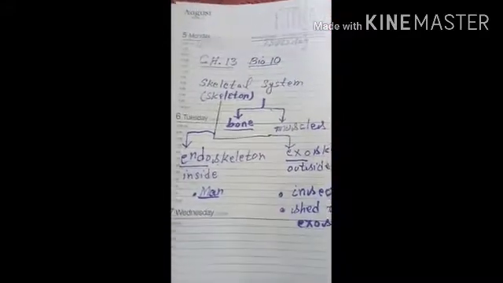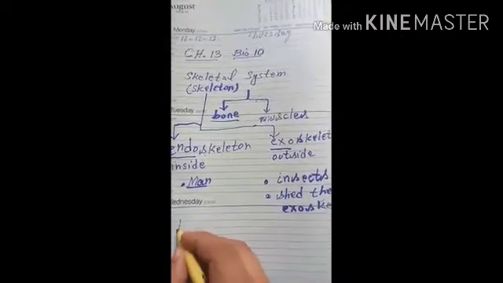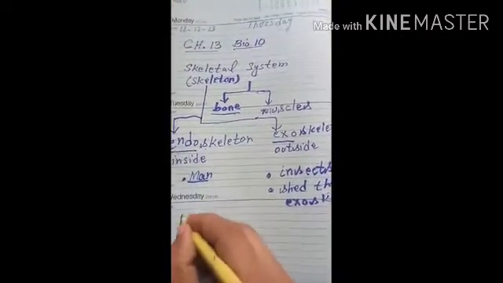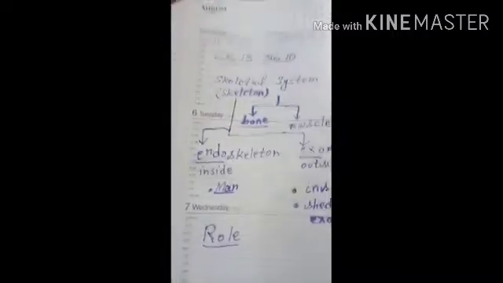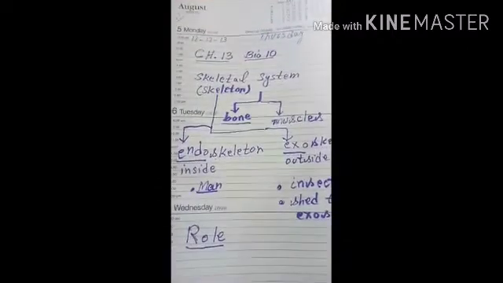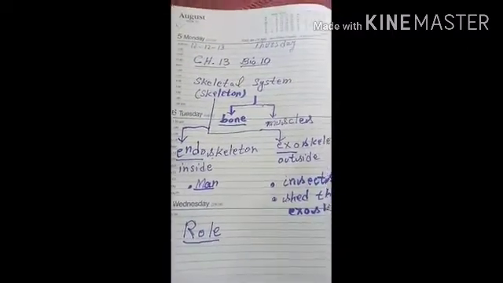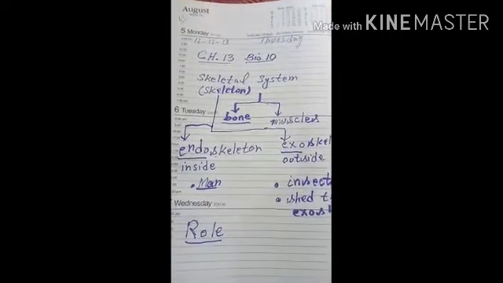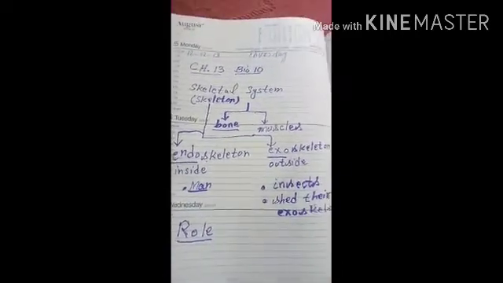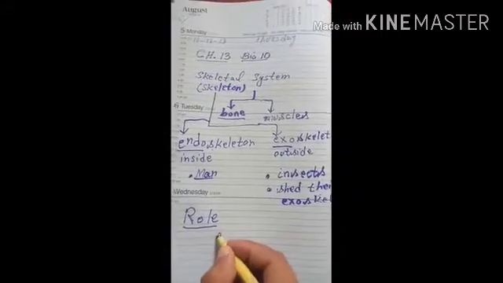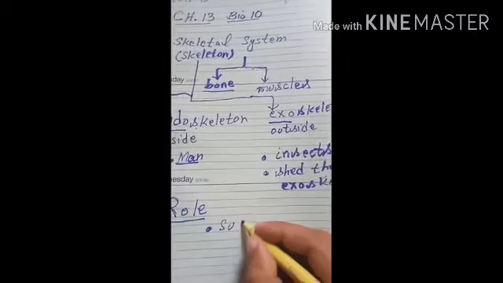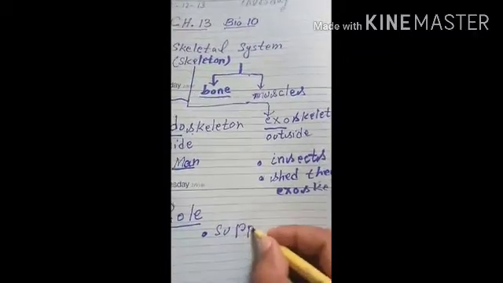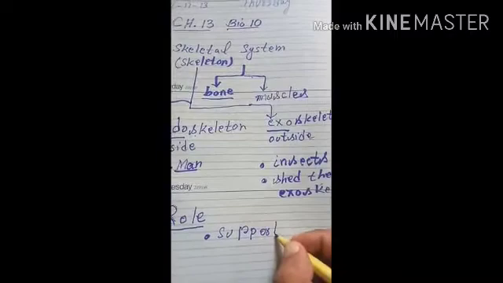Now we discuss the role of skeletal system. What is the role of skeleton or skeletal system in animals? Skeletal system first of all plays an important role in the support of body. Skeletal system provides us with support.